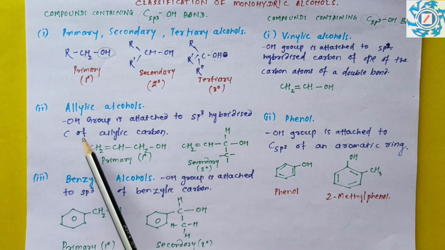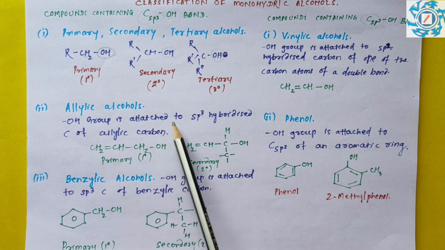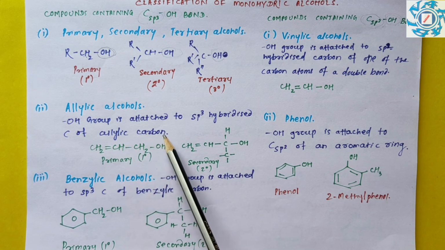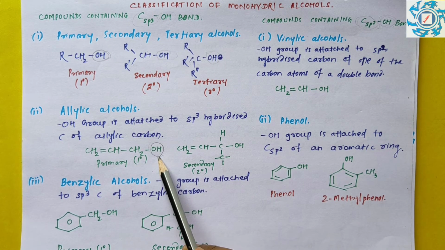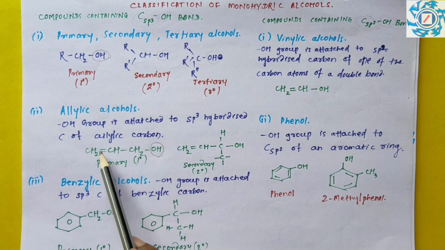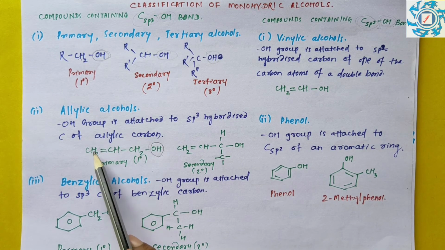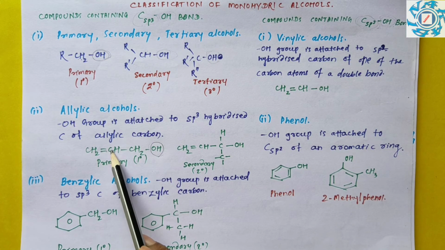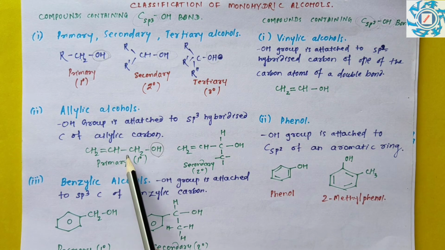So next we will discuss about allylic alcohols. So what is allylic alcohol? The OH group is attached to sp3 hybridized carbon of allylic carbon. So what is allylic carbon? That we should know. That means the OH group must be attached to the adjacent carbon of double bond. So what is the meaning of this? You have to see some double bond somewhere and you will find the adjacent carbon atom attached to the double bond. So these two carbon atoms are attached to the double bond. The adjacent carbon atom is this. So OH group must be attached to this, then we will say it is allylic carbon.